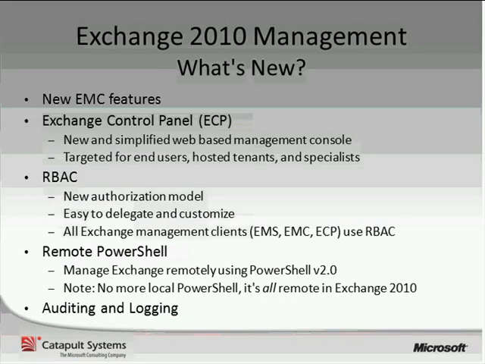Then we get RBAC, which is Role-Based Access Control. This is an entirely new authorization model. It's easy to delegate and customize, and all Exchange management clients, the Exchange Management Shell, Console, Control Panel, all use RBAC. Remote PowerShell manages Exchange remotely using PowerShell version 2.0. All PowerShell now for Exchange goes through remote PowerShell, even if you're on the same server. And then last but not least is auditing and logging.